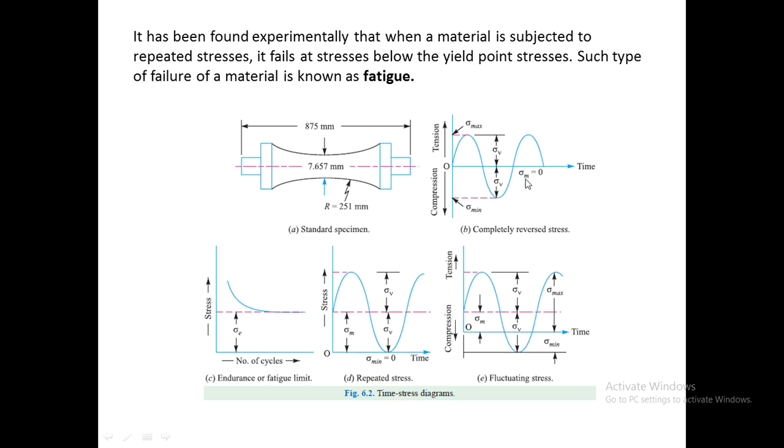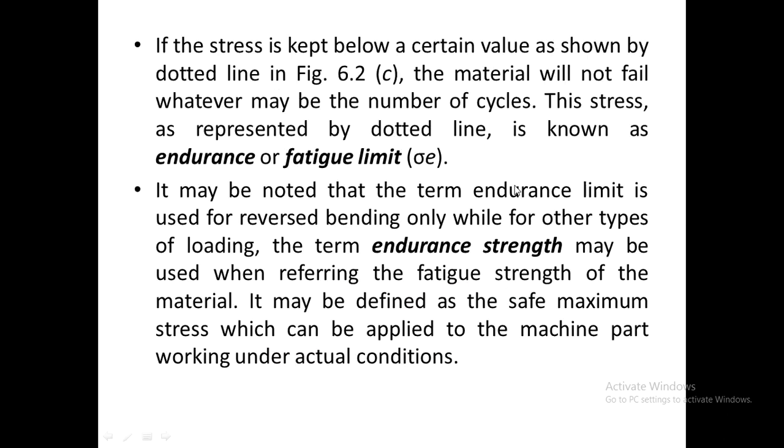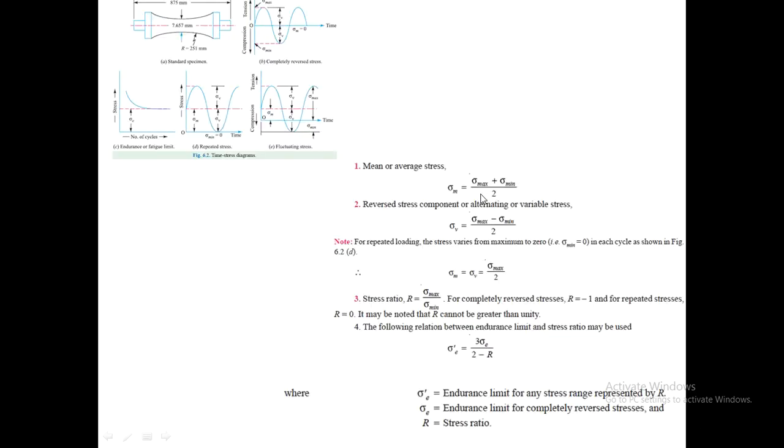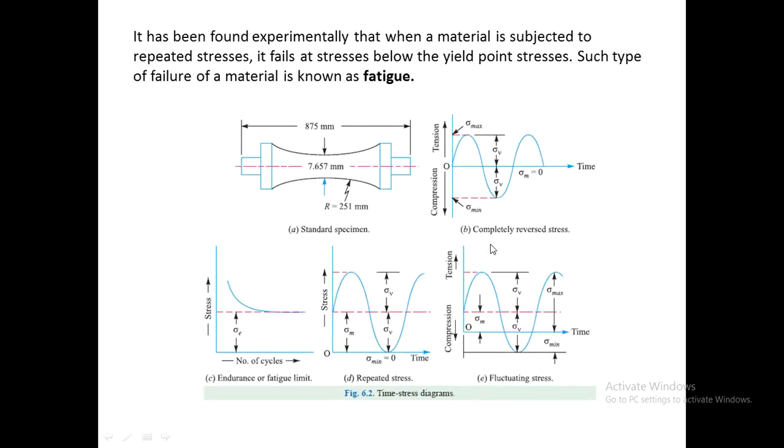Here sigma m is the mean stress, sigma v is the variable stress. Sigma m is the summation of the maximum and the minimum stress divided by 2, and the variable or alternating stress is the maximum minus minimum stress divided by 2.